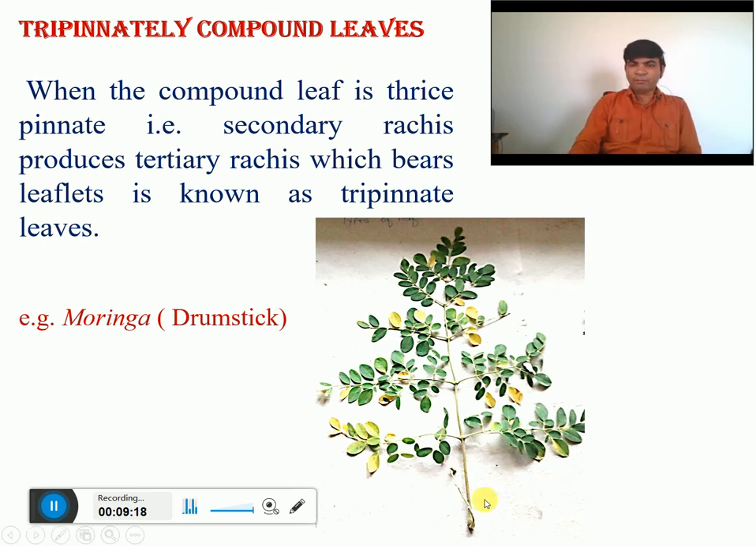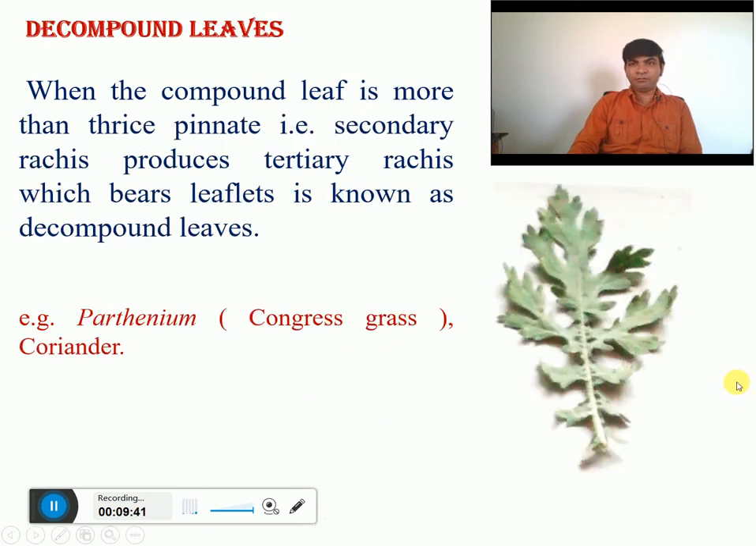So in this diagram or picture we can see this is the main rachis, the primary rachis, on which there is a secondary rachis, and again there is a formation of a rachis. Now this rachis is the tertiary rachis. On that tertiary rachis, there is formation of the leaflets. So when such a condition occurs, that is called a tripinnately compound leaf. Again the fourth type, that is decompound leaf.